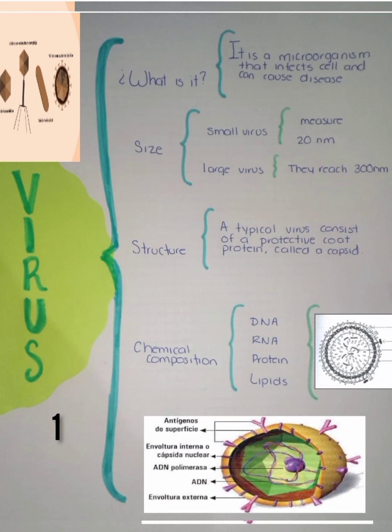It is shaped from simple helical or icosahedral shapes to more complex structures with tails. The chemical composition of viruses is based on two main types of molecules: a nucleic acid that can be DNA or RNA, and a series of proteins that form the protective covering, and enzymes which bind the genetic material.